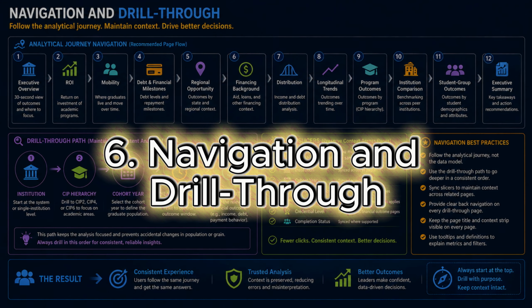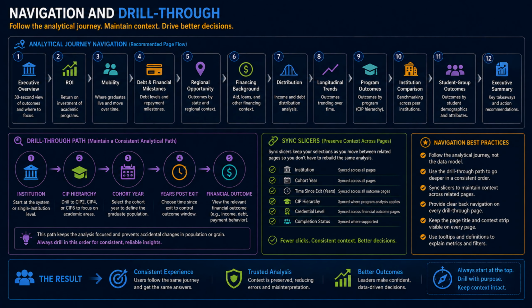Navigation and drill-through. The navigation follows the analytical journey rather than the database structure. Start with executive overview, then move into ROI, mobility, debt and financial milestones, regional opportunity, financing background, distribution, longitudinal trends, program outcomes, institution comparison, student group outcomes, data coverage, and finally executive summary.